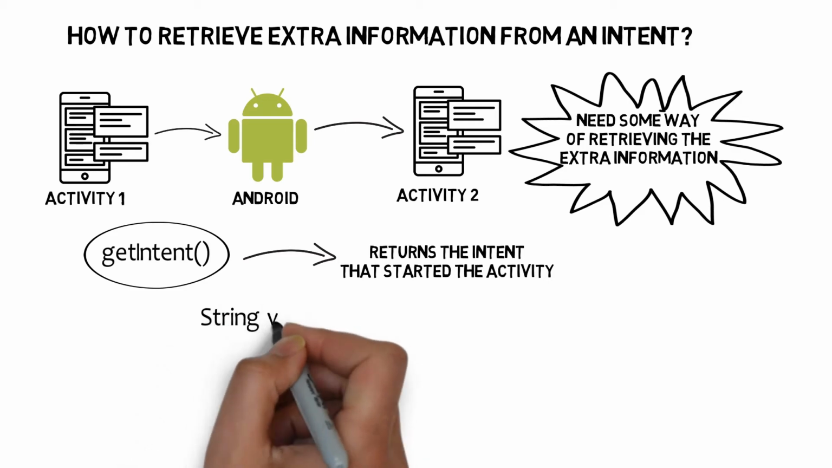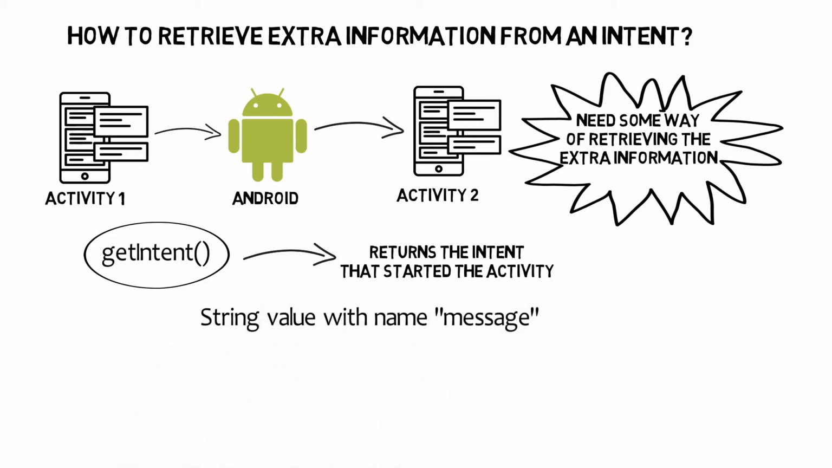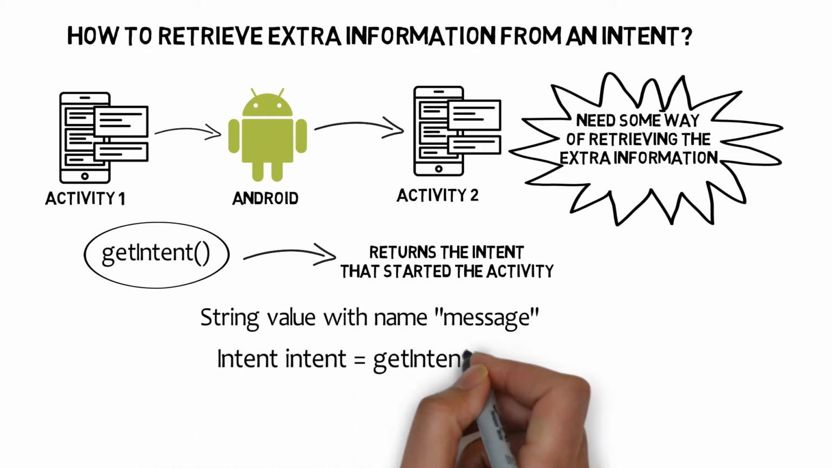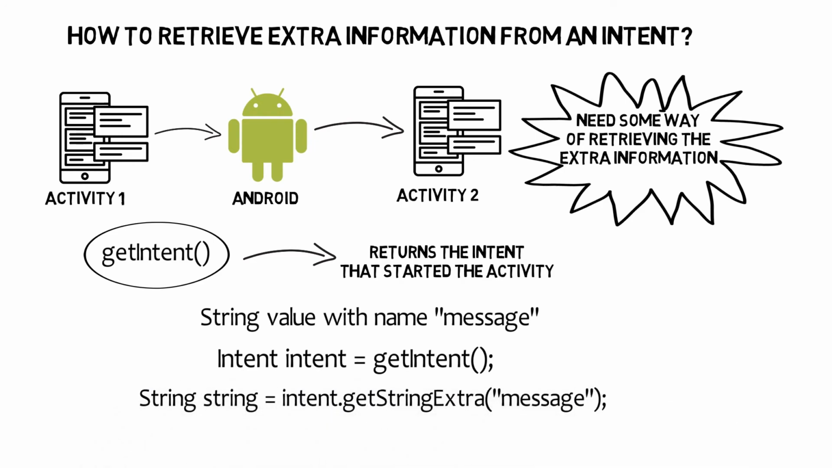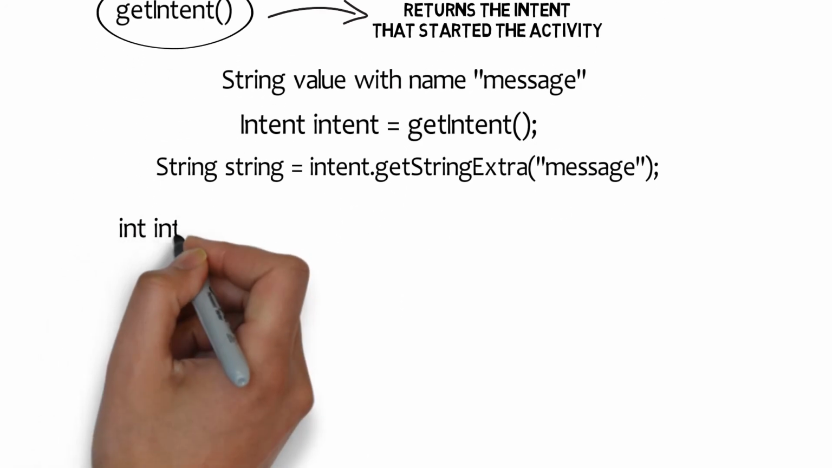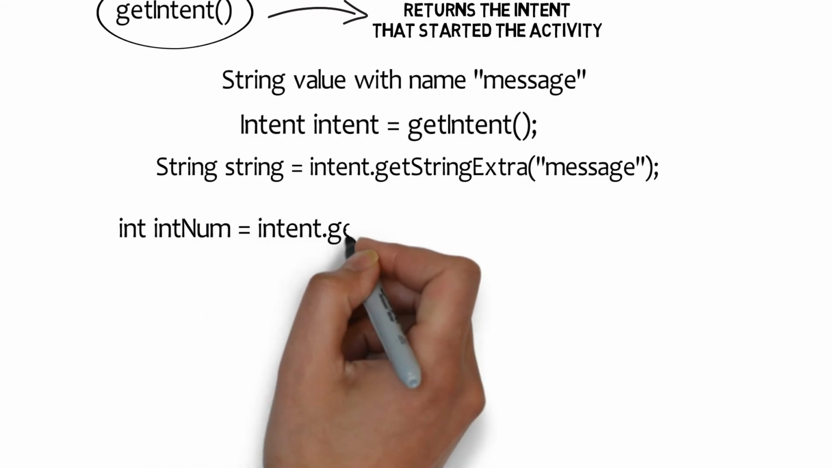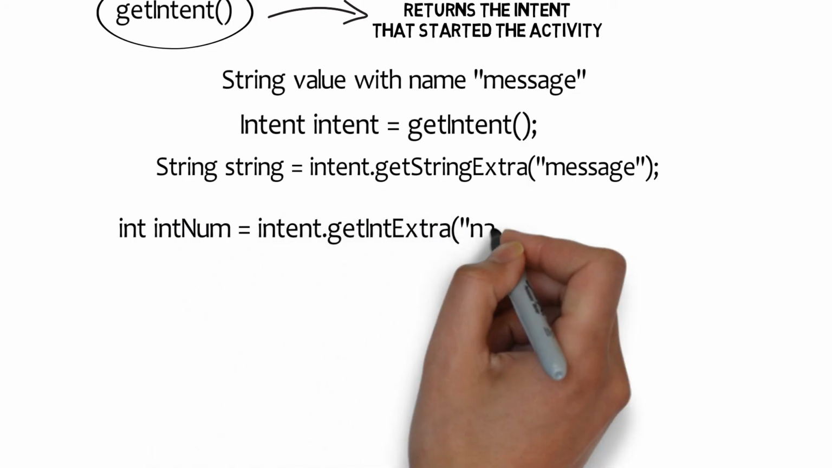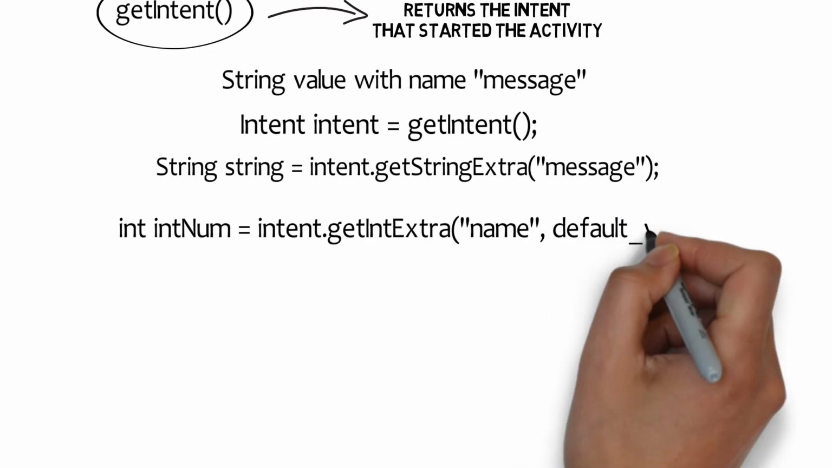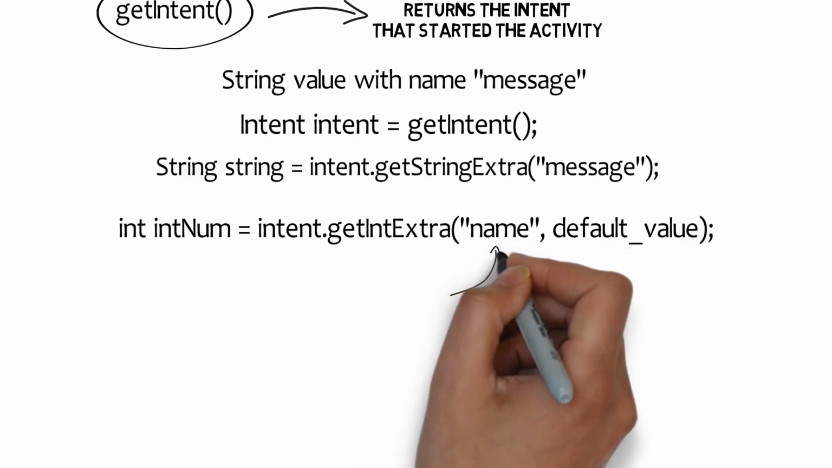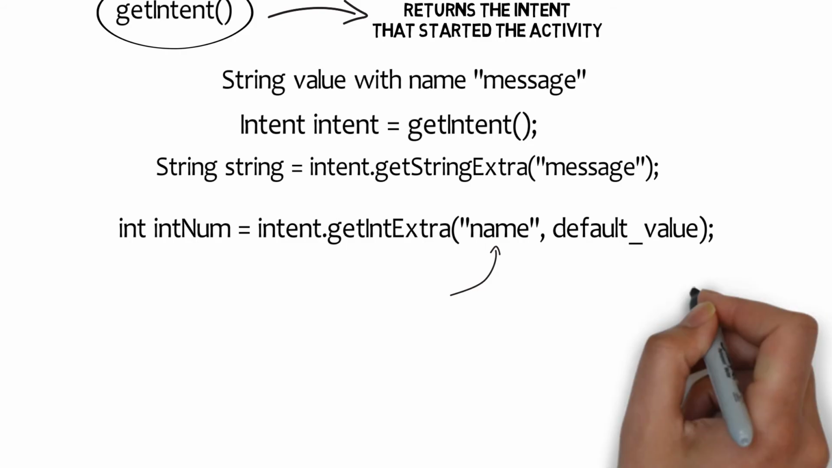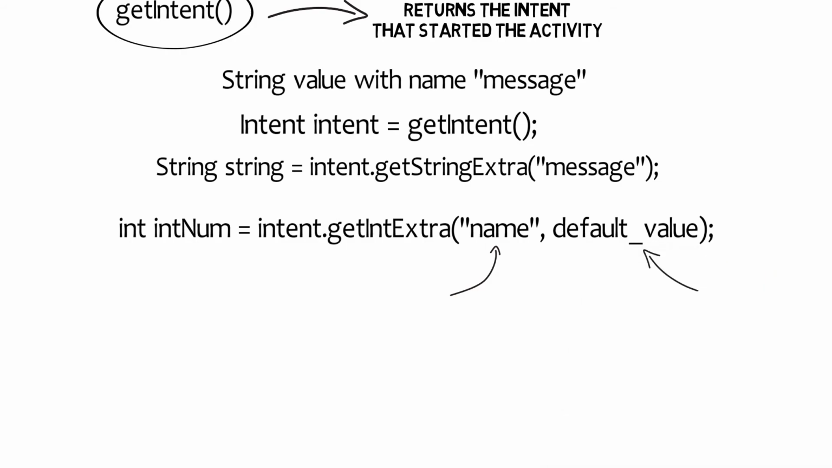As an example, if you know the intent includes a string value with a name of message, you would use the following: Intent intent = getIntent(); String string = intent.getStringExtra(message). You're not just limited to retrieving string values. As an example, you can use int num = intent.getIntExtra(name, defaultValue) to retrieve an int with the name of name. The default value specifies what int value you should use as a default.